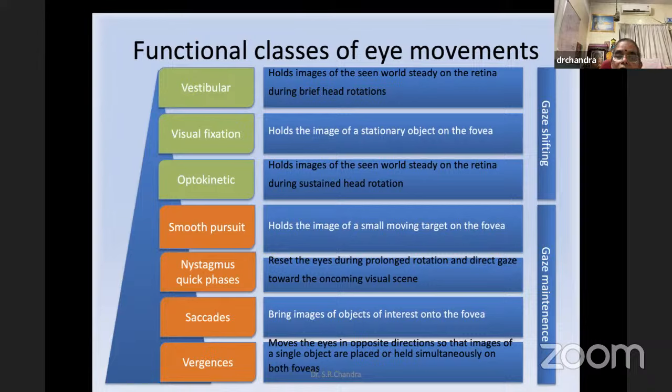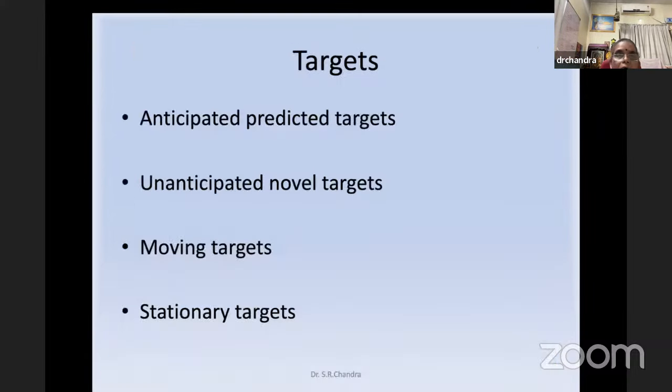And vergence moves the eyes in opposite directions so that images of a single object are placed or held simultaneously on both fovea. So vergence is a disconjugate movement. That is, both eyes converge or diverge to bring a centrally placed object onto both fovea. So these are the various classes of eye movements.